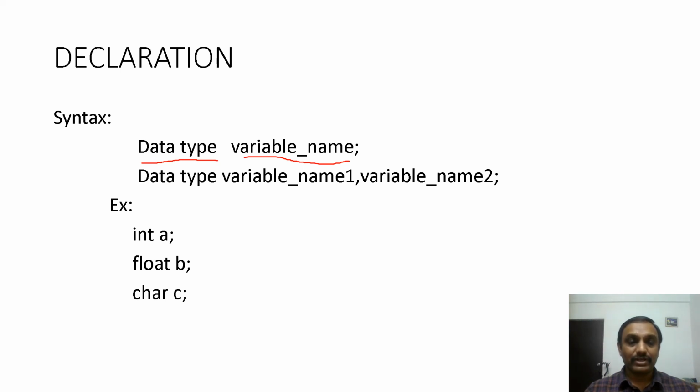See this example, int a. What is the meaning of this one? a is an integer variable. In that you can store integer data only. Next is float b. What do you mean by that one? b is a floating point variable. In that you can store only decimal data. Next one is char c. What do you mean by that one? c is a character variable. In that you can store only character data.